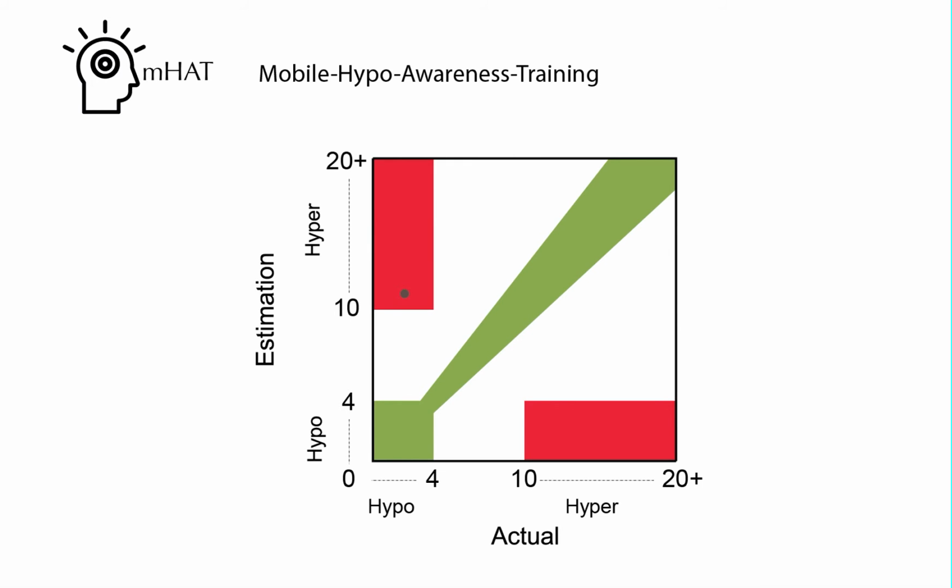In this example, the person thought they were high, around 12, when they're actually around 3. The red section here is an example of a reversed hypo. The person thought they were high when they were low.